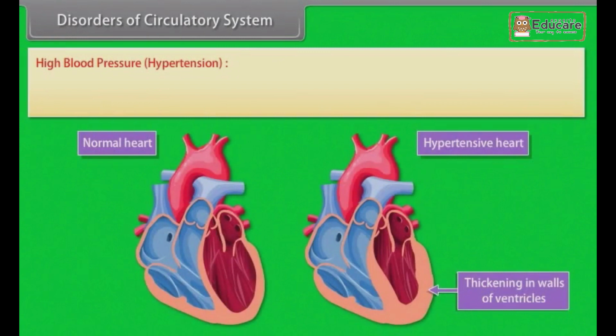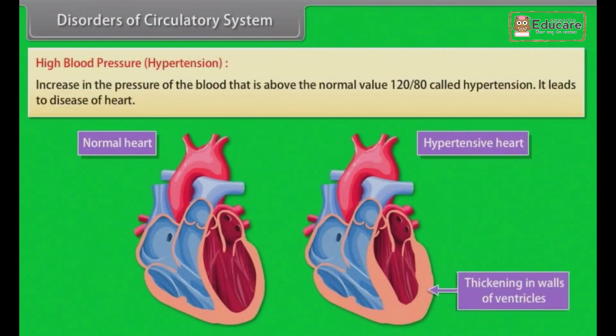Disorders of circulatory system. High blood pressure or hypertension. Increase in the pressure of the blood that is above normal value 120/80 is called hypertension. It leads to disease of heart.